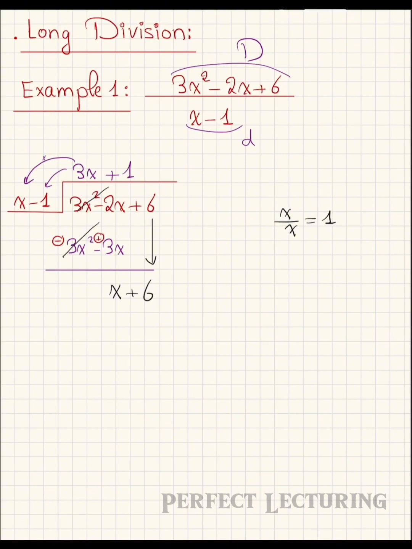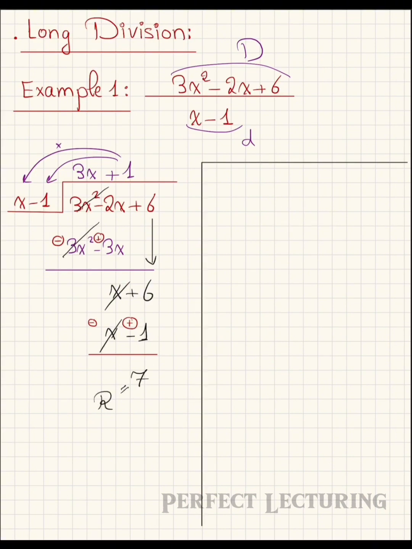Then, what is the next step? What do you think? I again distribute the 1 over what? Over the dividend, which means I multiply. So 1 times x is x, and 1 times -1 is -1. I then change the sign, so plus becomes minus, and minus becomes a plus. And then I add. Now x and x cancel out. 6 and 1 is 7.